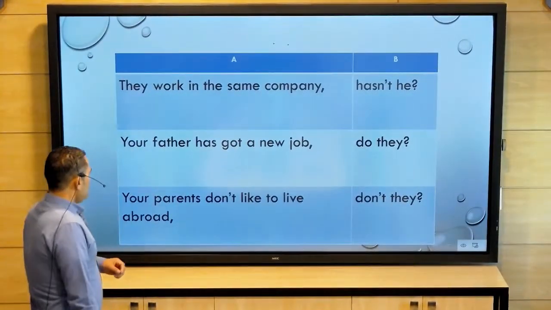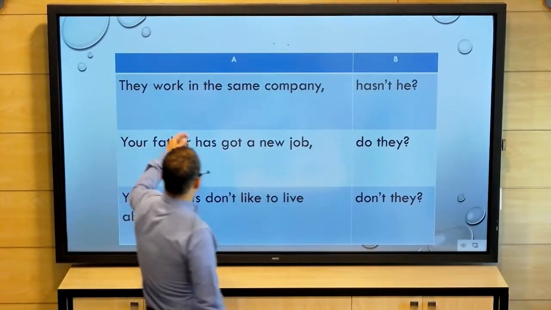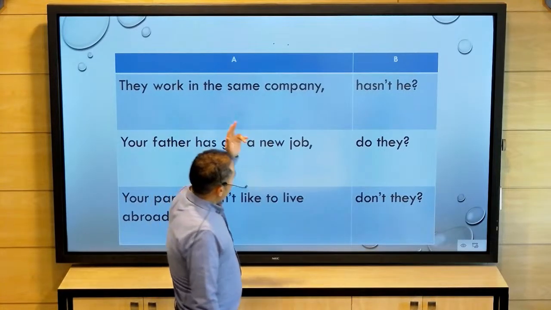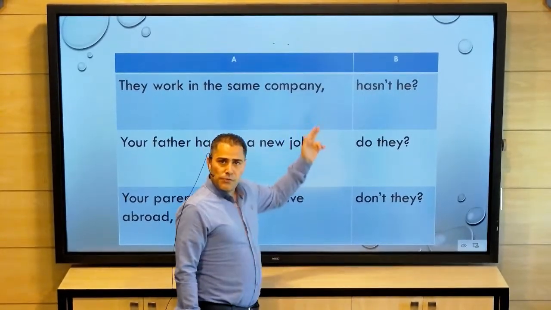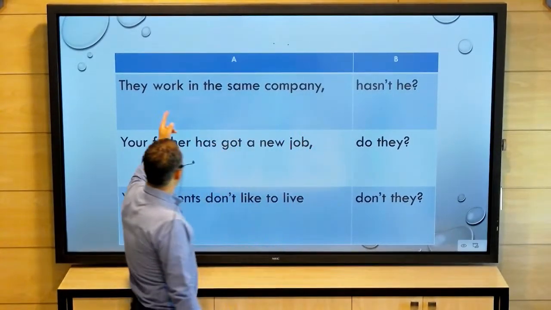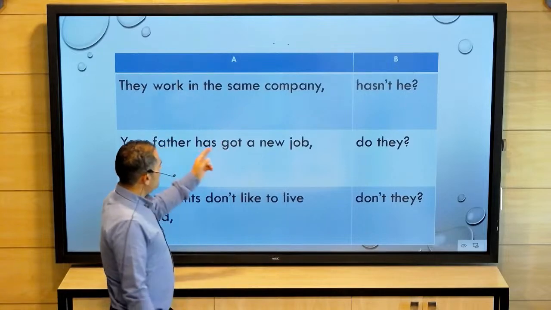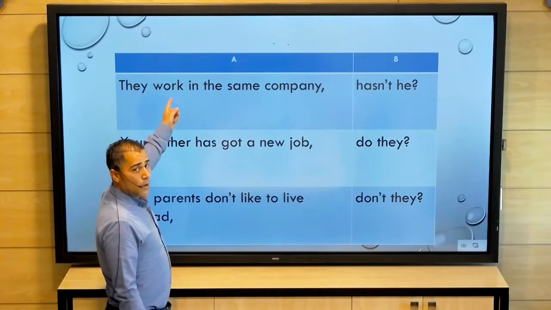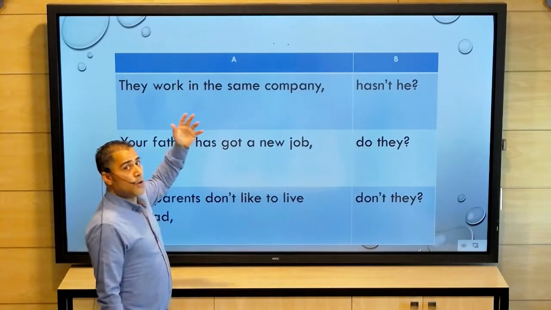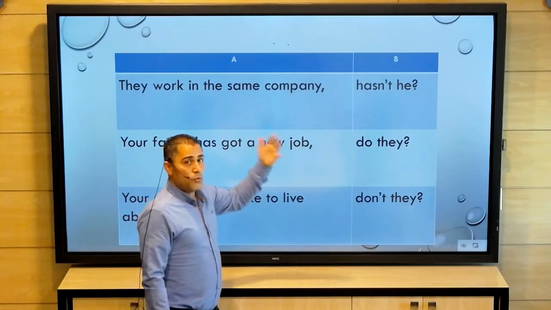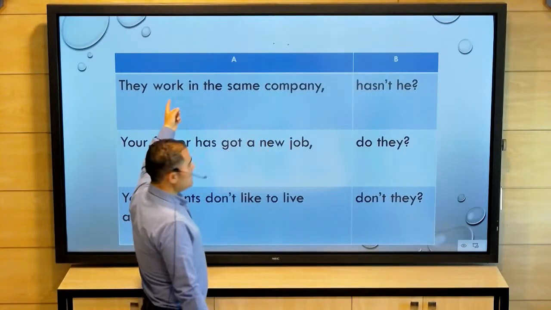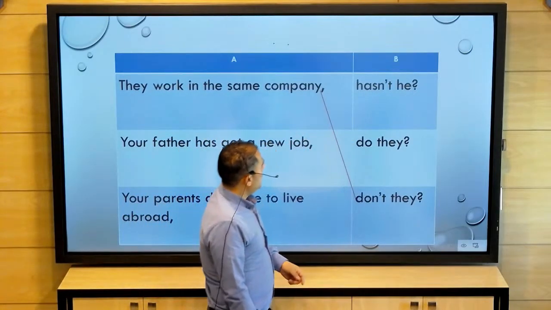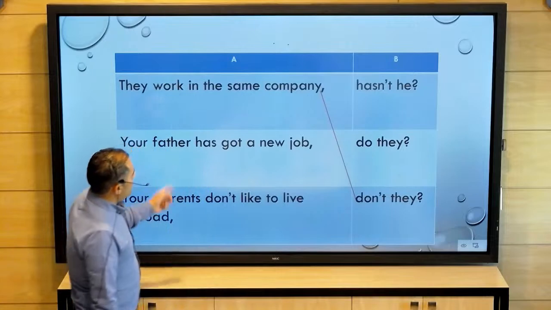Now, some examples. They work in the company. We have to match the three sentences with the appropriate three question tags. They work in the same company. Your father has got a new job. Your parents don't like to live abroad. Here we have the verb work, which is present simple, so we have to go with the choice with do, or don't. The sentence is positive. We have to go with the choice with don't. So, don't they?